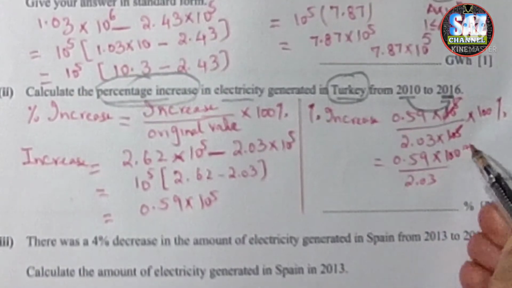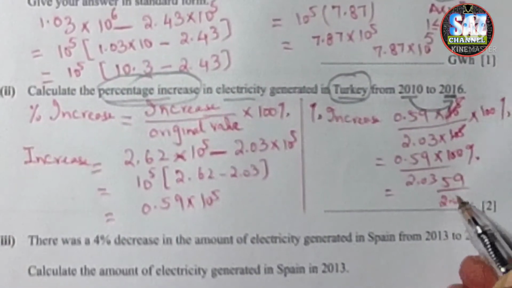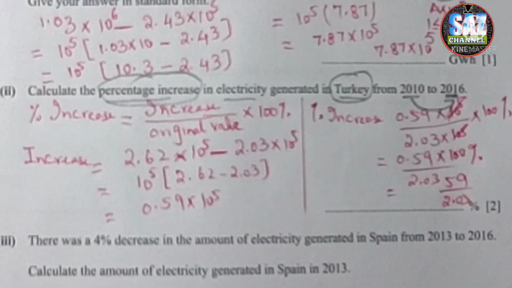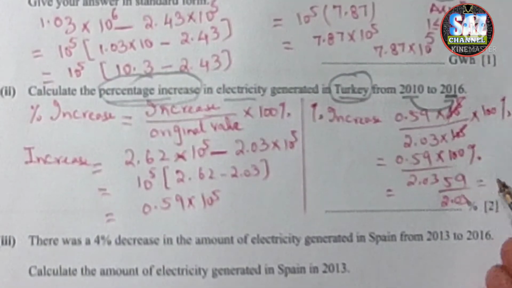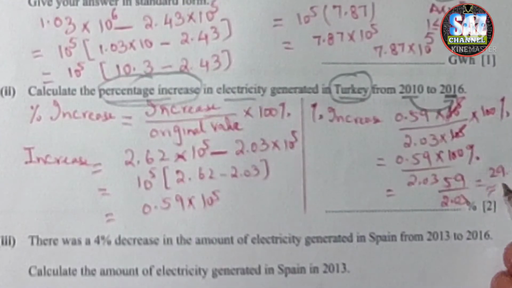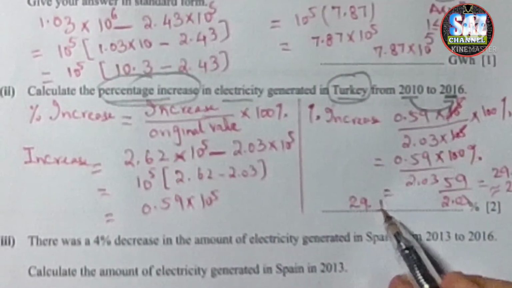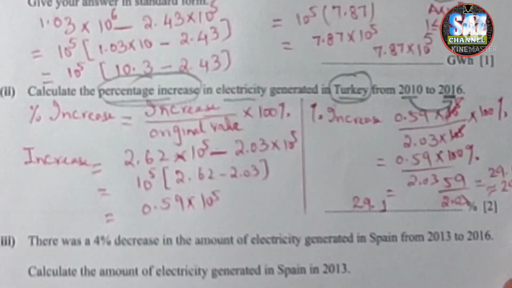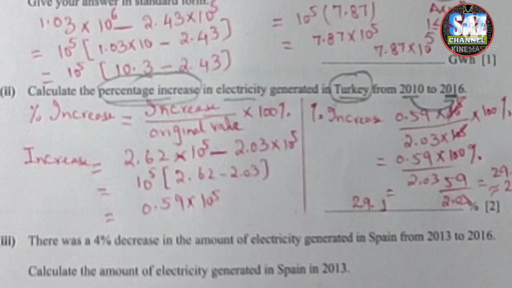Let me see what comes multiplied by 100. This is 59 divided by 2.03, and we get the answer 29.06. As we have to give our answer to three significant figures, it is 29.1. So 29.1% is the percentage increase, and I have to put the percentage sign here. I hope you are really clear. Here the examiner is testing indices and standard form along with percentages.